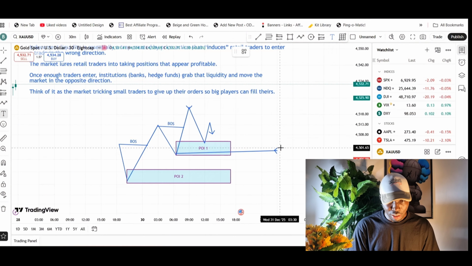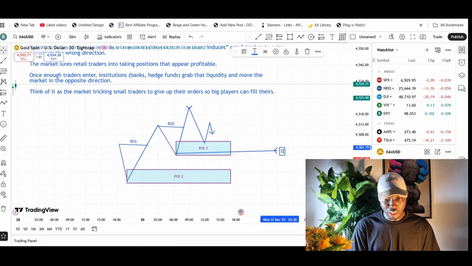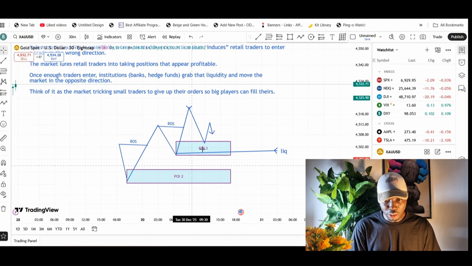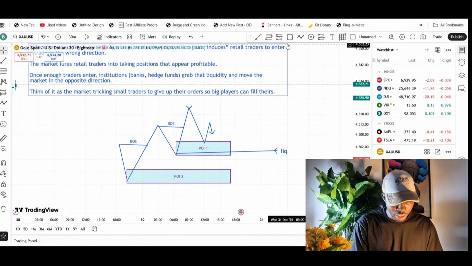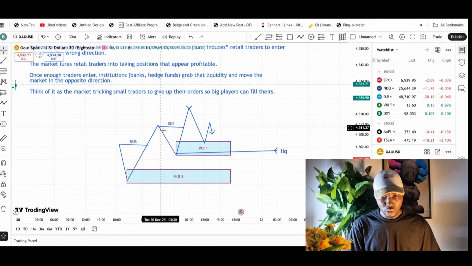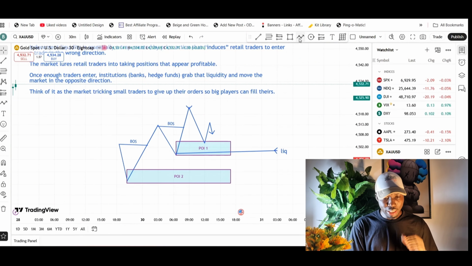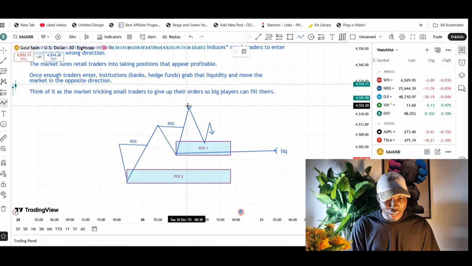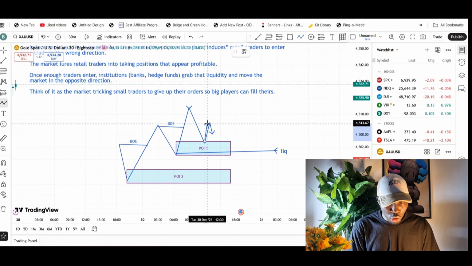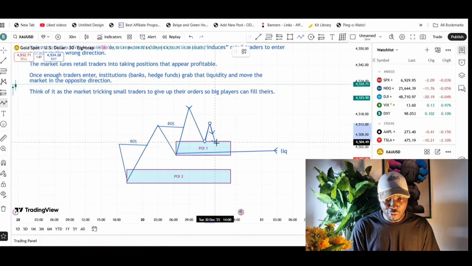Let me write it here. This place is a liquidity in the market. This liquidity, this is an inducement liquidity. This is a liquidity. Why? Because this market now has to take off this. See how the market will definitely do.